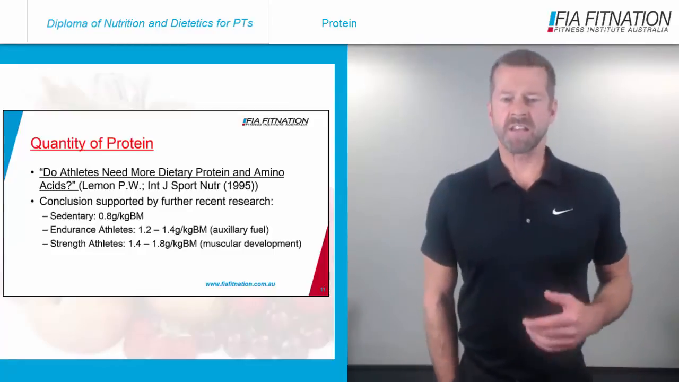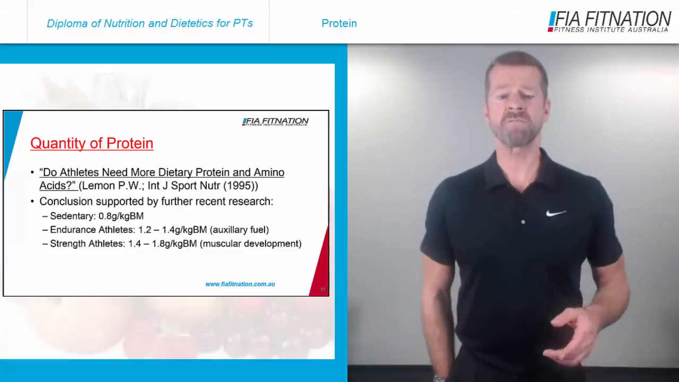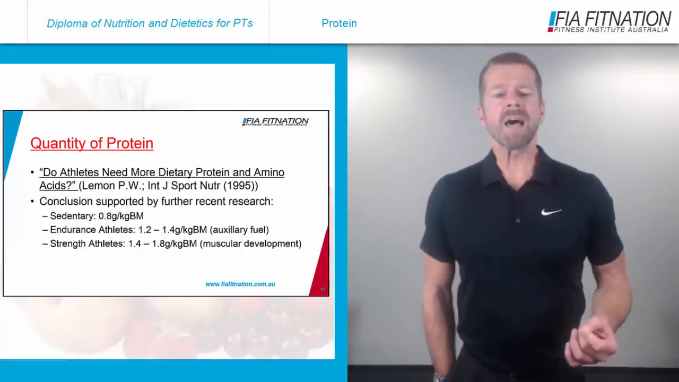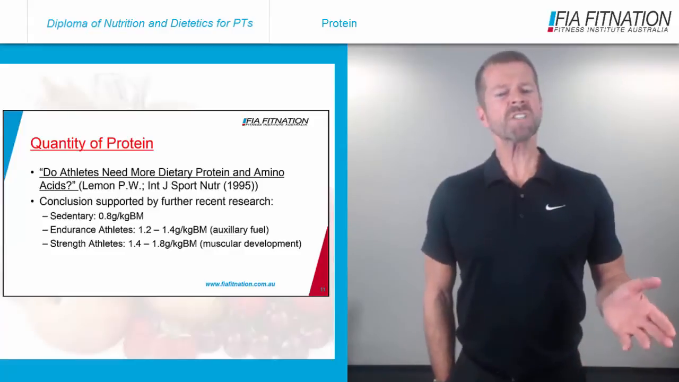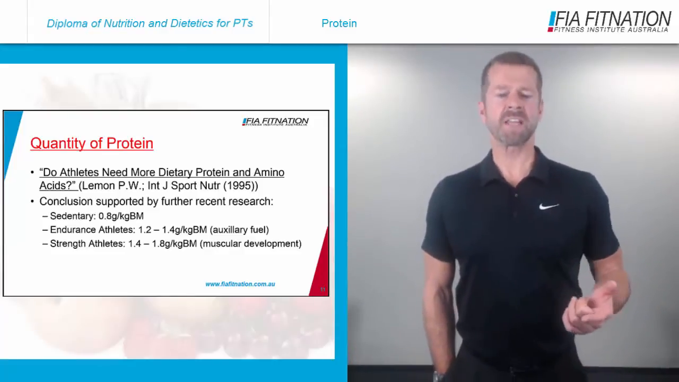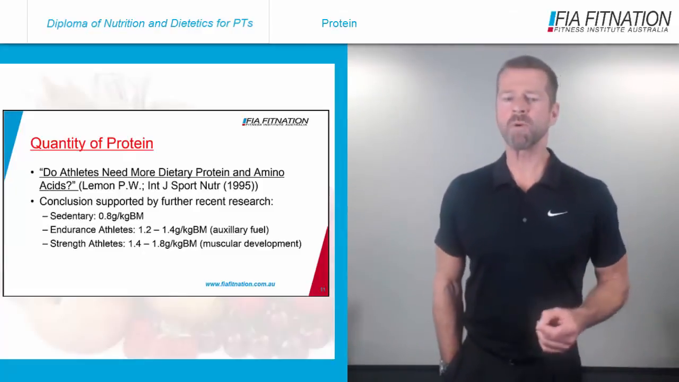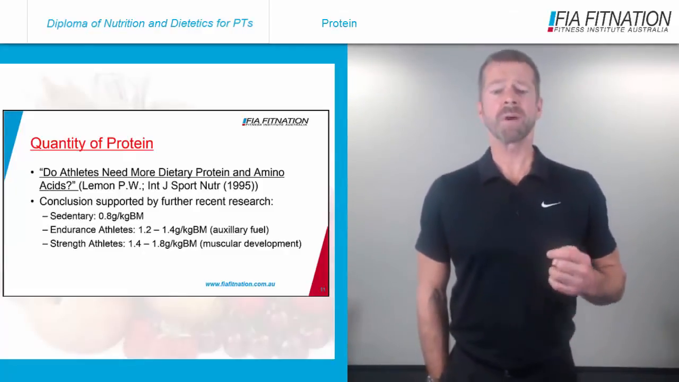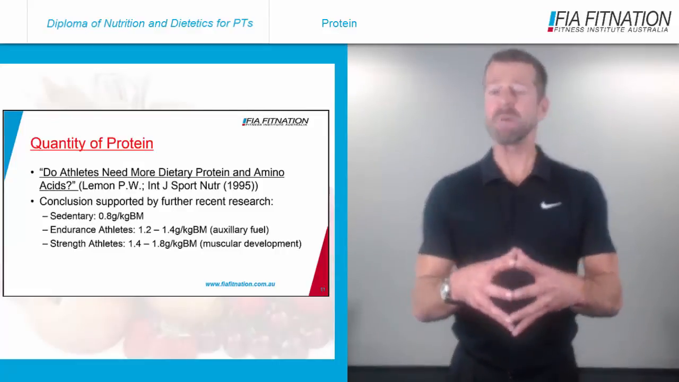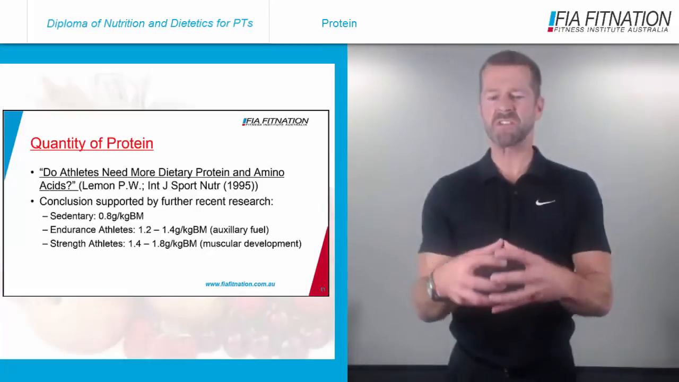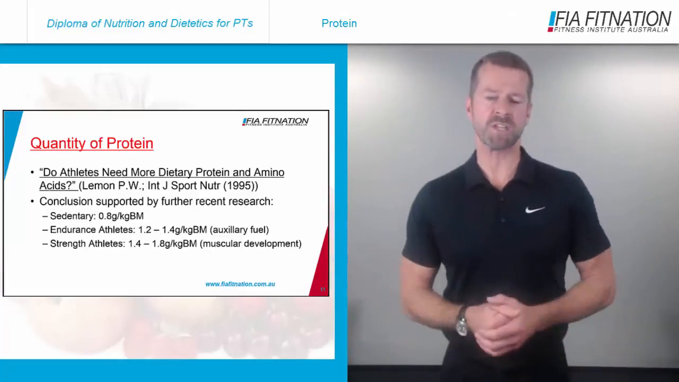So for strength athletes, this particular study and a number of studies that were done as follow-up from this highlighted that yes, they do need more than endurance athletes, but not substantially more. Strength athletes, and again, these are people who are training up to 3 hours a day, required about 1.4 to 1.8 grams per kilogram of body mass. And this was primarily for maintaining muscular mass, but also giving sufficient protein to actually optimize muscle mass. So it's really for muscular development.